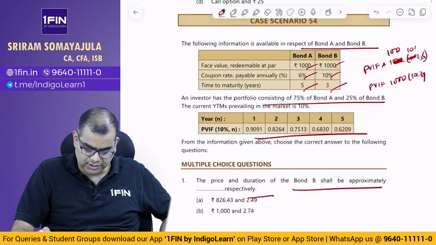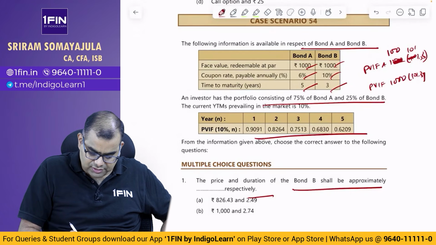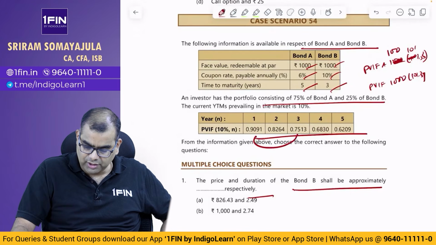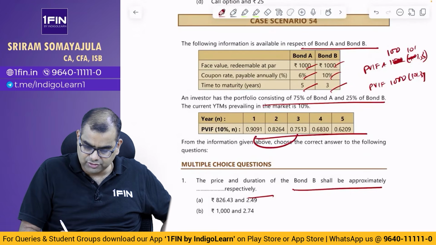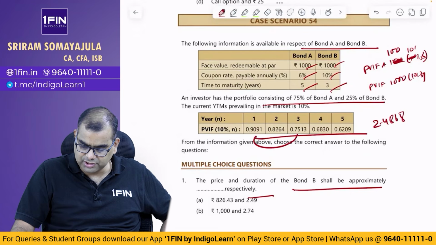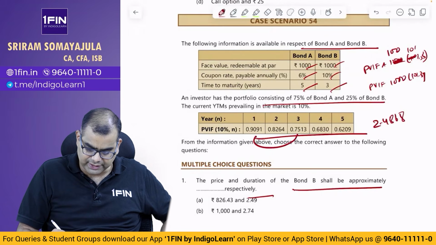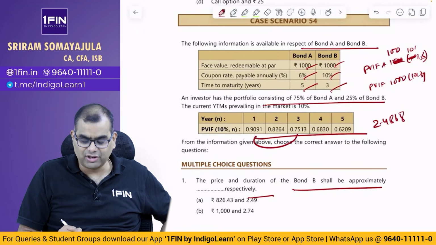1.1. That's the thing. They already gave these three. 0.7513, 0.7513 plus 0.8264 plus 0.9091. Cumulative value is 2.4868 into 100 is equal to M plus, and 1,000 into 0.7513 is equal to M plus. Memory recall, 999.98. So see, I should not have done this also.